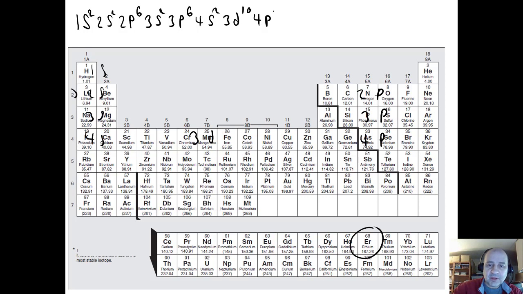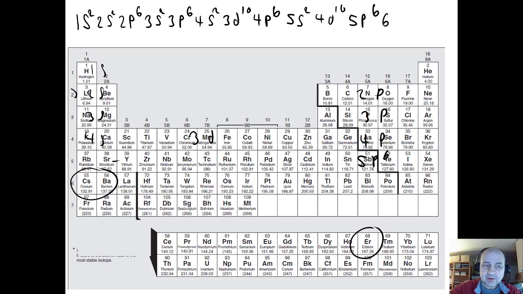4p6, I keep going. 5s2, and then again I'm going to fill the 4d10, 5p6. I hope I don't run out of space. So I'm here now. 5p6, coming to 6s2, and now I've got to watch out. This is where the lanthanide series starts. So I'm going to insert and take a look here.